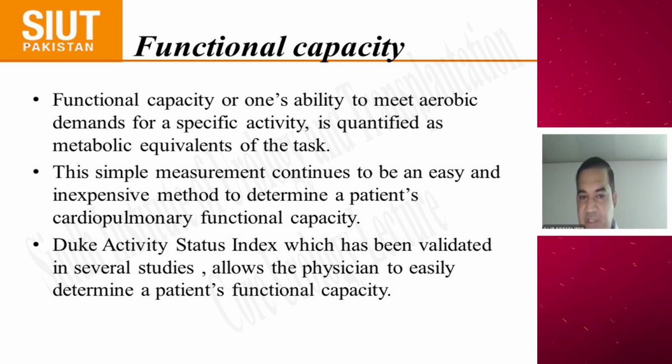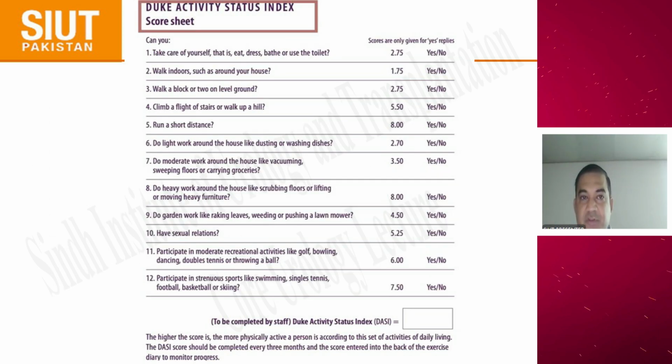The activity status index, which has been validated in several studies, allows the physician to easily determine a patient's functional capacity. This is the Duke Activity Status Index. Question number 1. Its scores are only given for yes replies. Take care of yourself, that is, eat, dress, bathe, or use the toilet: 2.75. Walk indoors, such as around your house: 1.75. Walk a block or two on level ground: 2.75.